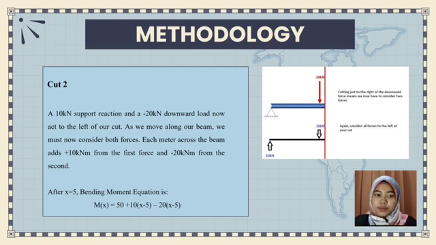the second. So after x equal to 5, the bending moment equation is M(x) equals 50 plus 10 times (x minus 5) minus 20 times (x minus 5). Okay, so this is a note: we write x minus 5 because we only want to know about the distance from the point x equals 5.